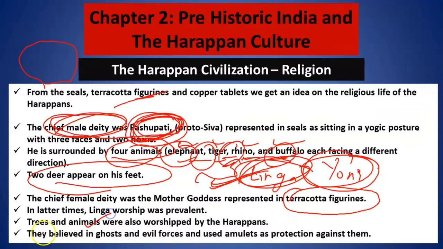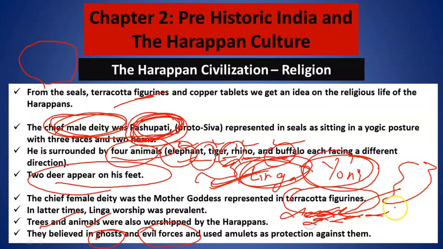They also used to respect and worship trees and animals, and they believed in ghosts and evil forces because they were scared that something might happen in nature. These forces might destroy their agricultural products, or some calamity or drought might happen. So they were scared of all these things.